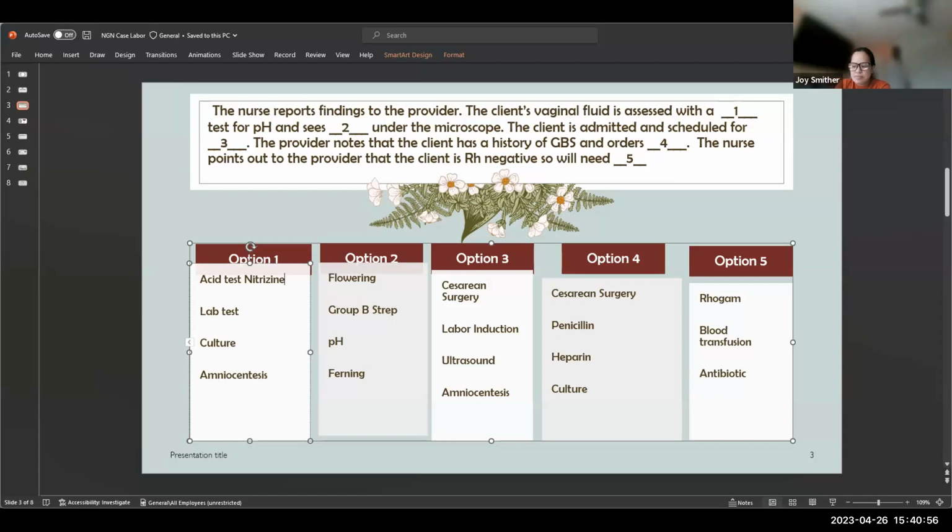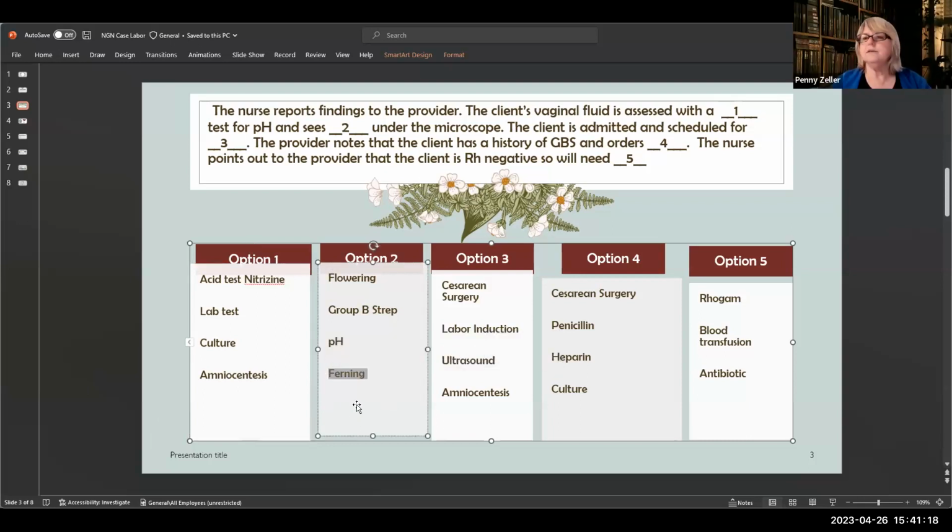We can also take some of that fluid and put it under a microscope. And what you'll see is what? You're going to see what's called ferning. The liquid will have a shape of a fern, which is what's up here in this picture. This fern here. We call it ferning. So once again, we can verify it's amniotic fluid.